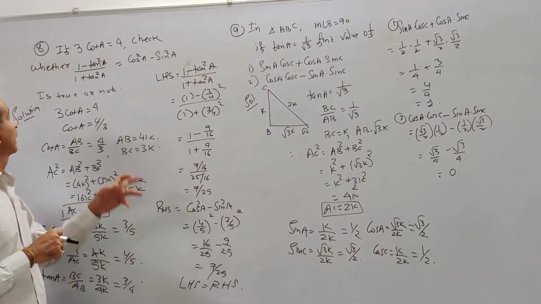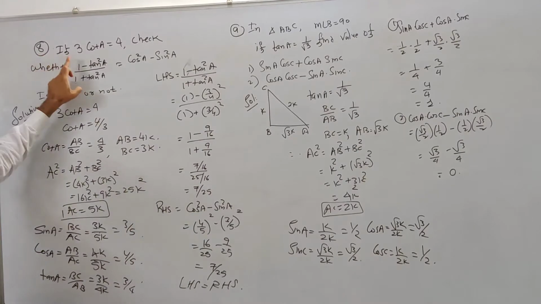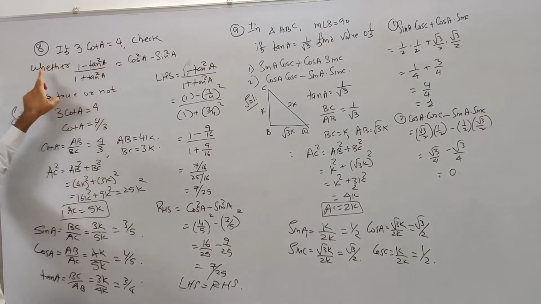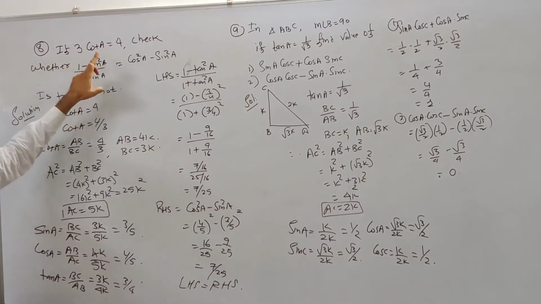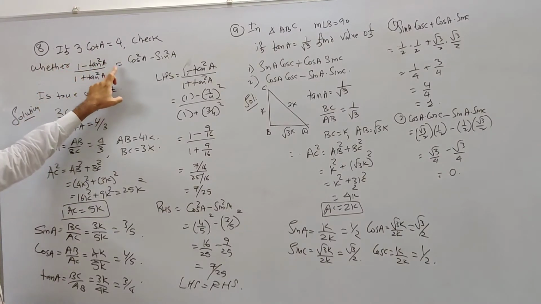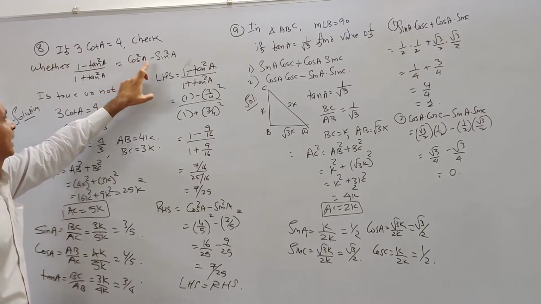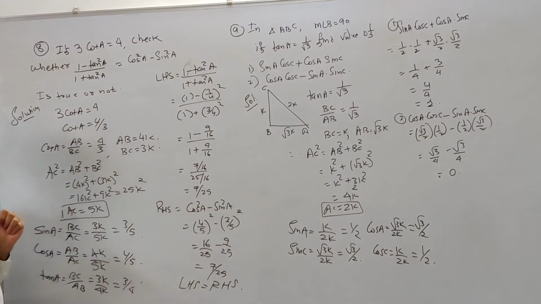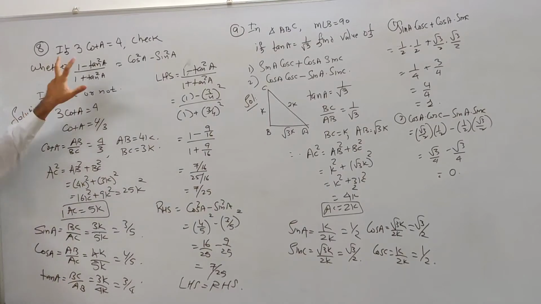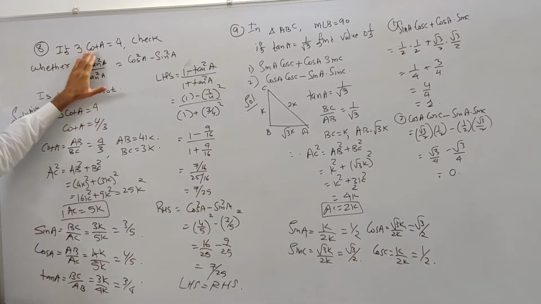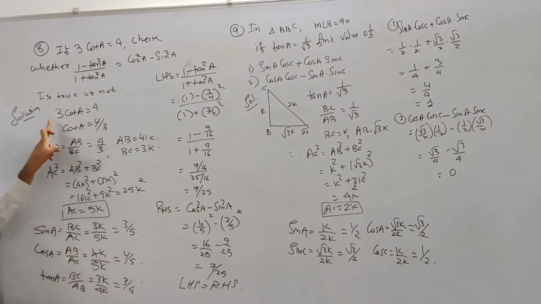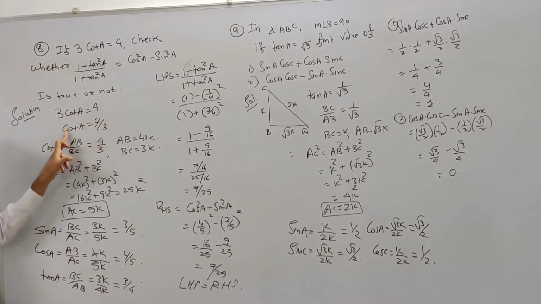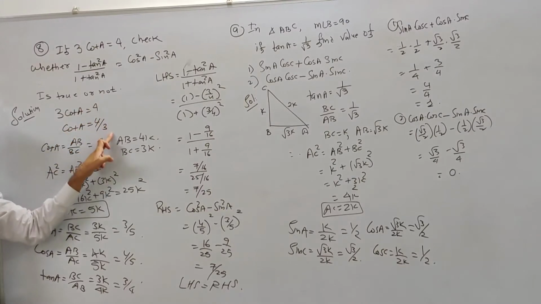Now let me start example number 8. If 3 cot A is equal to 4, check whether (1 minus tan square A) upon (1 plus tan square A) is equal to cos square A minus sin square A is true or not. So the given thing is 3 cot A is equal to 4. So you can write cot A is equal to 4 by 3.